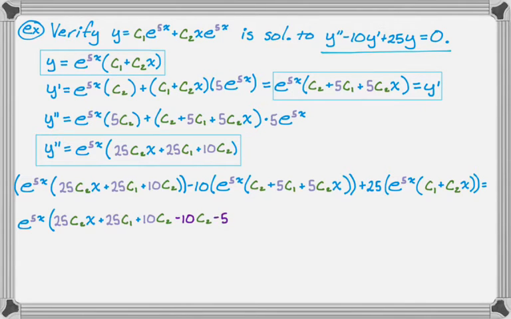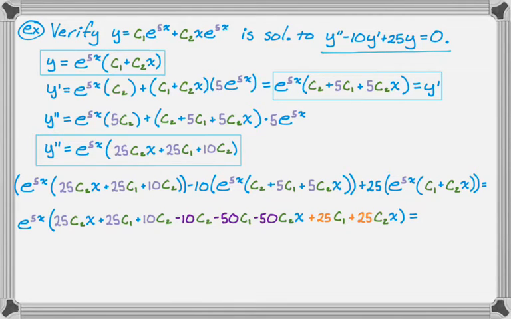Negative 10 gets distributed for y prime, and then positive 25 gets distributed for y. All right, now we look at this thing, and let's start with the c2x terms. e to the 5x is fine. It's just going to hang out.